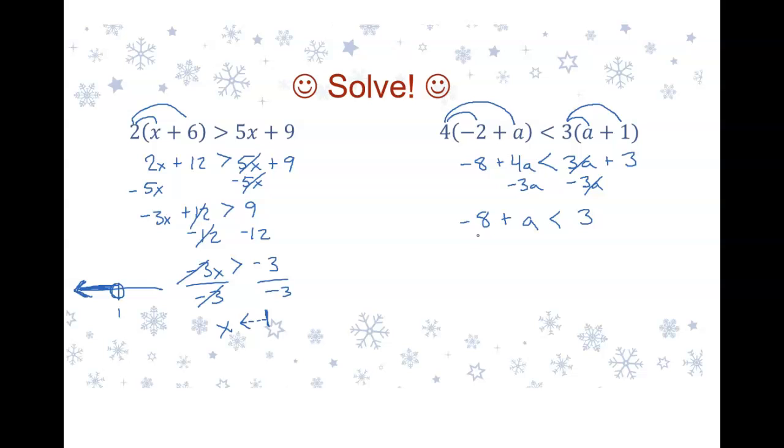All we need to do is get rid of this other term, right? So let's do the inverse operation. Looks like we're subtracting here, so we're going to do the inverse operation of add. Add 8, add 8. These 8's cancel, and we get a is less than 11. Once again, if we graph this, we're going to draw an open circle at 11, and our graph will go to the left because that's what our inequality symbol shows us.